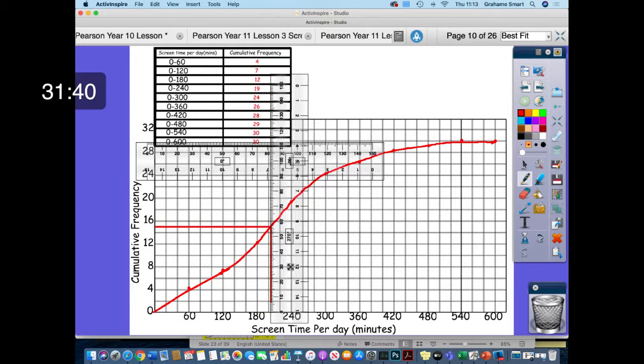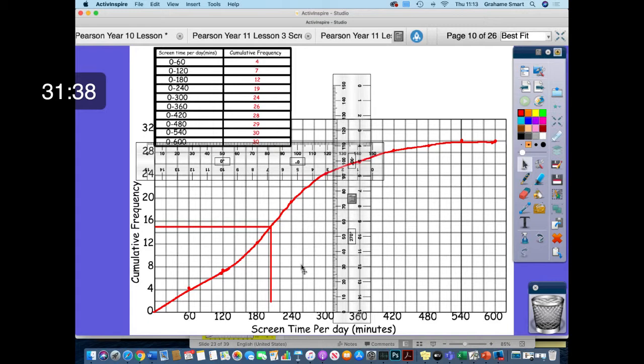Okay, so I just need to go down a bit further. But you can see here what's happened. That's probably just a little bit off. I had it about on 200 before. But you can see here what I've done.